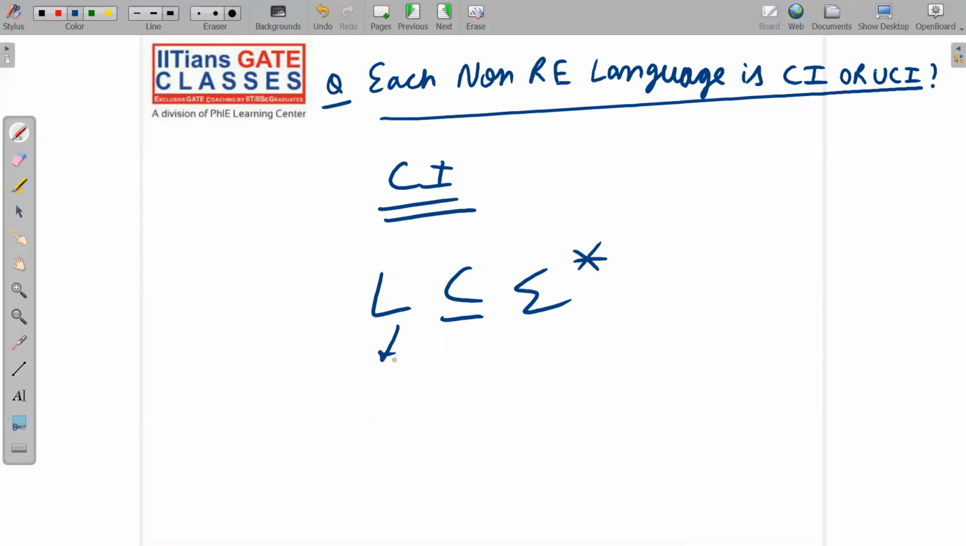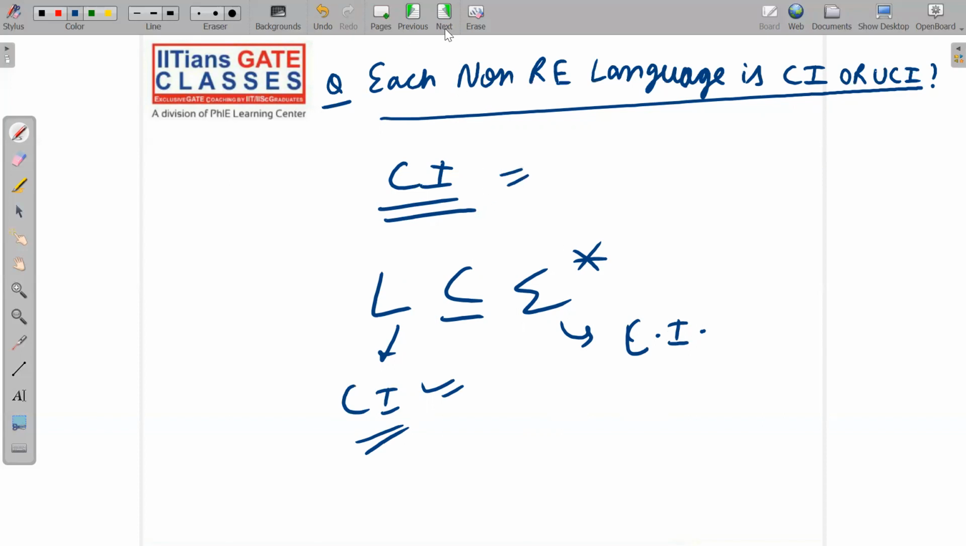This L can be RE or it can be non-RE. Any language can be any language, and any language is a subset of sigma star. And sigma star is what? Countably infinite. So directly or indirectly L will be what? Countably infinite. Okay, so it hardly matters. Whatever language you pick, it will always be countably infinite.